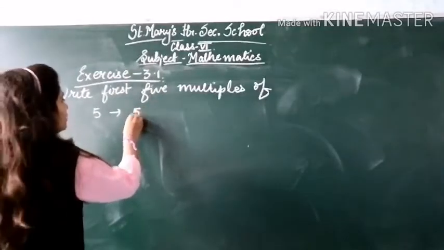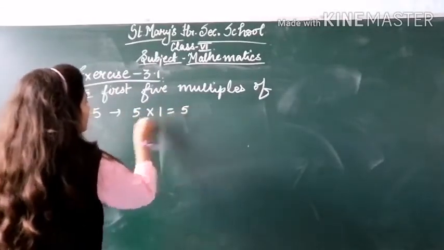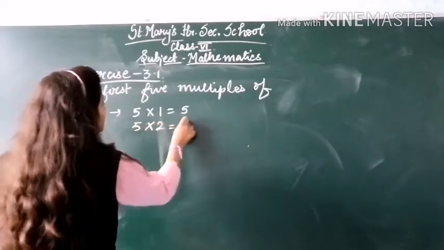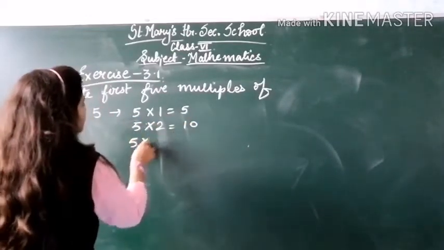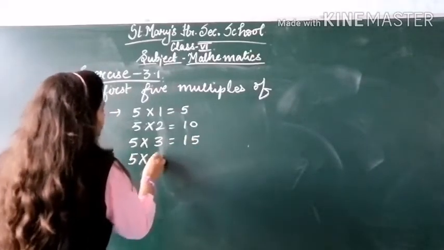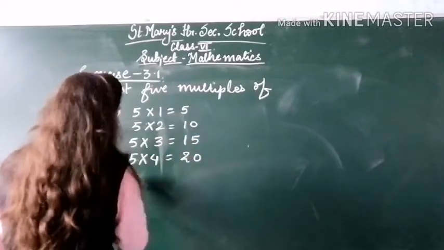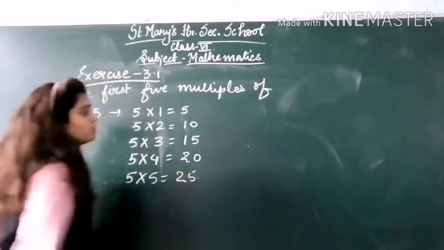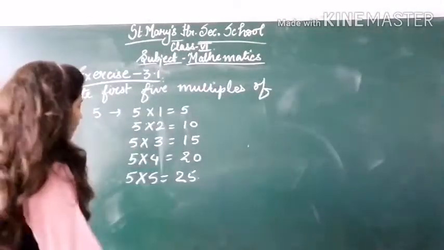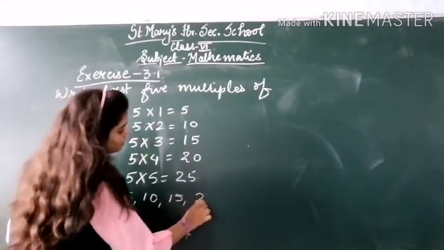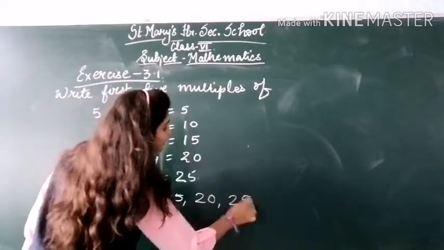5 ones are 5, 5 twos are 10, 5 threes are 15, 5 fours are 20, 5 fives are 25. So first 5 multiples of 5 are 5, 10, 15, 20 and 25.